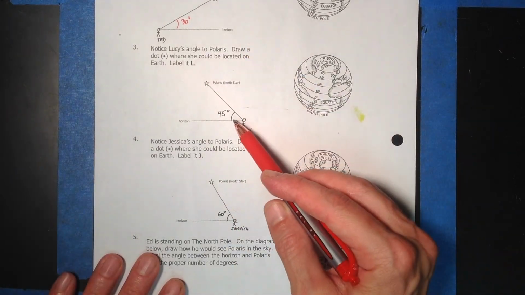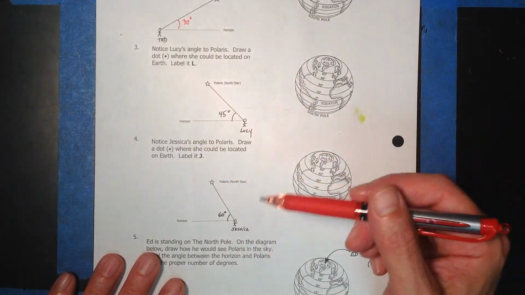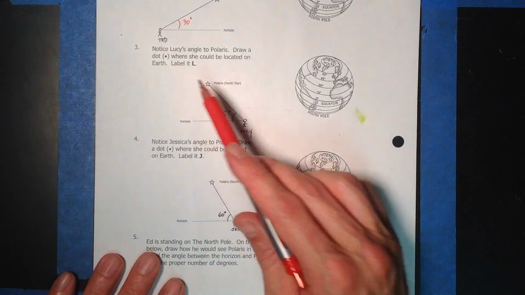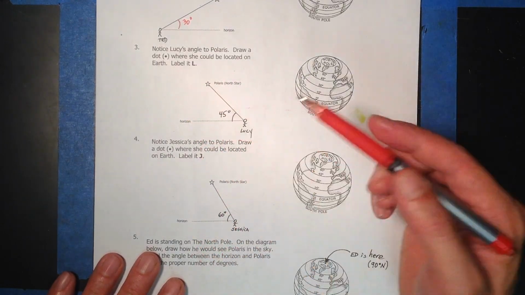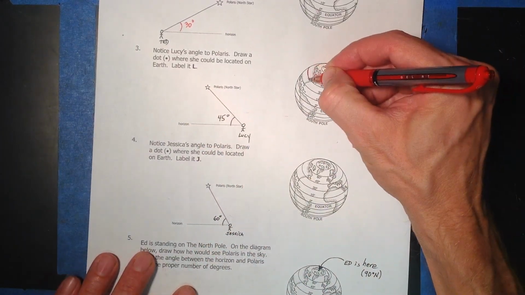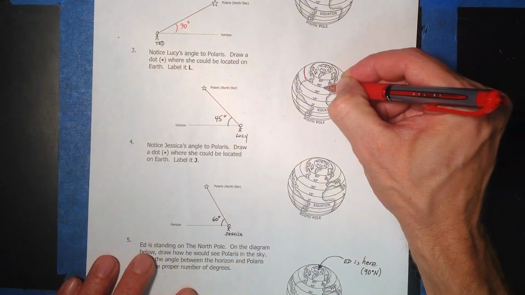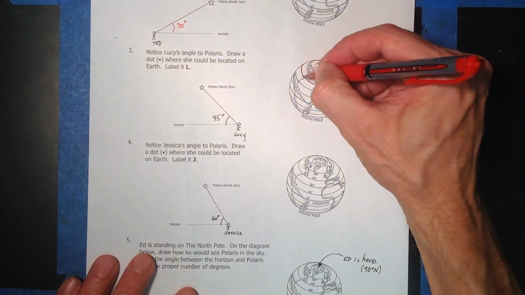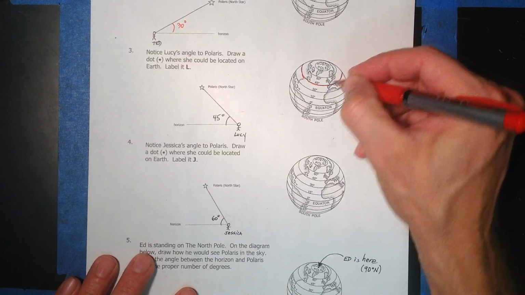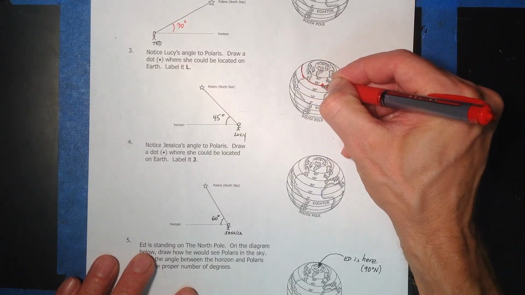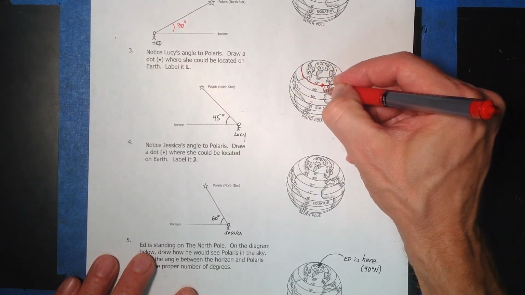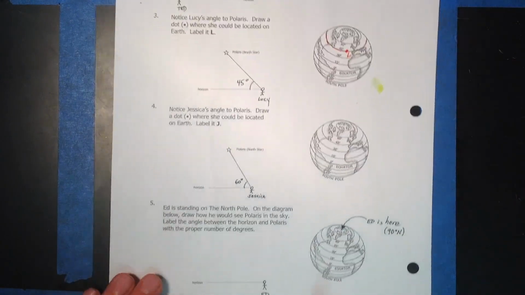3. Lucy's angle is 45 degrees between the horizon and Polaris. Draw a dot where she'd be on Earth, label it L. Somewhere on 45 degrees north. Anywhere on this line. This is the 45, so anywhere on there. It could be there. I'll draw it right here, and I'm going to label it L very clearly. That is L. That's number 3.